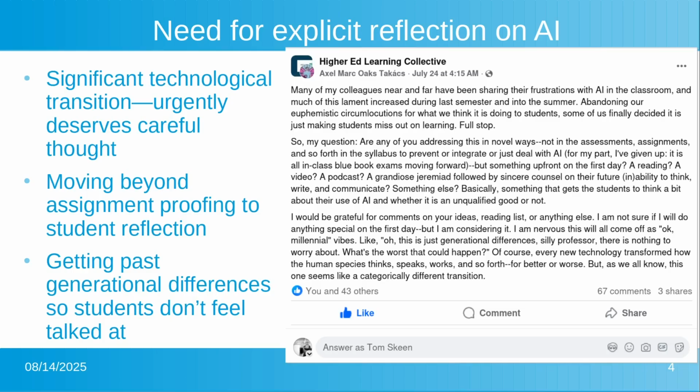I'm kind of seeing things moving here at my own university, Grand Canyon University, but I'm also kind of seeing it around the country. And a few weeks ago, I was on Facebook, in this group called Higher Ed Learning Collective. I like to hear from folks, and they bring up stuff about AI from time to time as well, as you might imagine. But here's one from Axel Mark Oaks Takax, who I hope I said the last name right there, Axel. I'm sorry if I didn't, but I think I did.